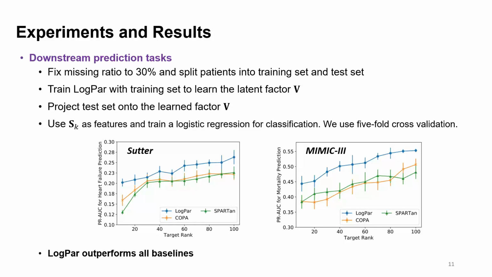We also perform downstream prediction tasks, the heart failure onset prediction for Sutter and mortality prediction for MIMIC3. We fix the missing ratio to 30% and use a subset of the patients to train the model. Then we fix the learned factors and project the remaining patients to get their temporal factors. As shown in the figures, the latent factors discovered by LogPar outperform COPA and Spartan in both tests.